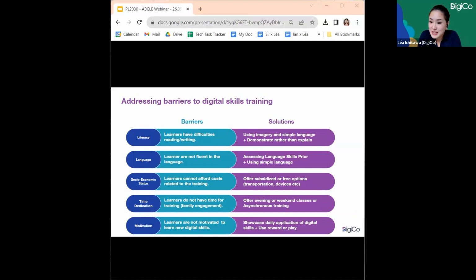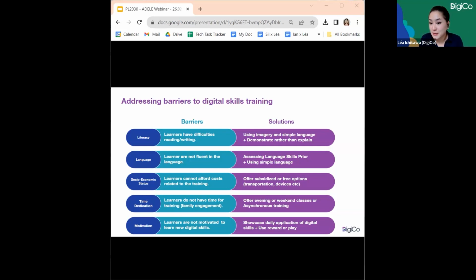Another example I really like is actually the time dedication. Learners who might not have time for training, for example, because of family engagements, for example, mothers that might be at home. What you can do in those cases is to offer training that fits with their agenda. So either evening classes or weekend classes. You can also offer online classes, because that makes it easier to balance work and training.